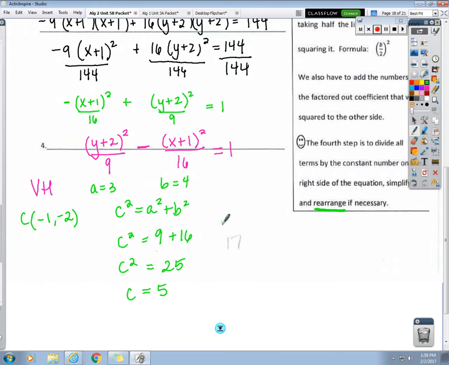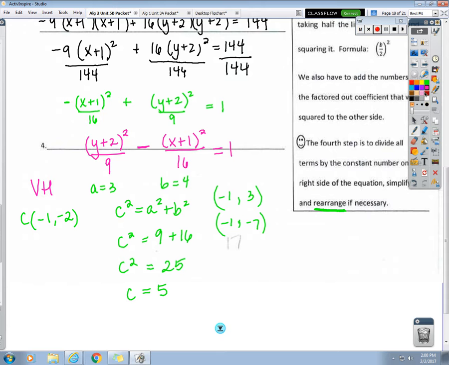Now, since it is a vertical hyperbola, you'll be adding that 5 to which value over here? The y value, the negative 2. So negative 1 won't be affected. But from negative 2, you'll go up 5, which will take you to 3. And then from negative 2, you'll go down 5, which will take you to negative 7.